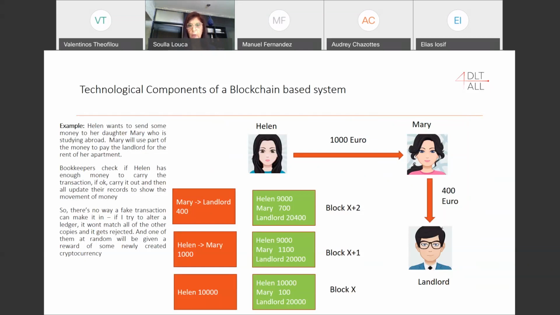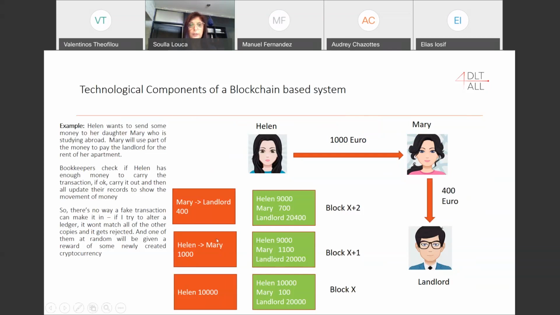In the green block, we see the current situation of each of the three parties involved. We see Helen with the 10,000, Mary having only, as a student, of course, usually she spends her money down to almost the last penny, €100, and the landlord has €20,000 in his account. So we said that the bookkeepers will check if Helen has enough money to carry the transaction, and if okay, she sends the money.